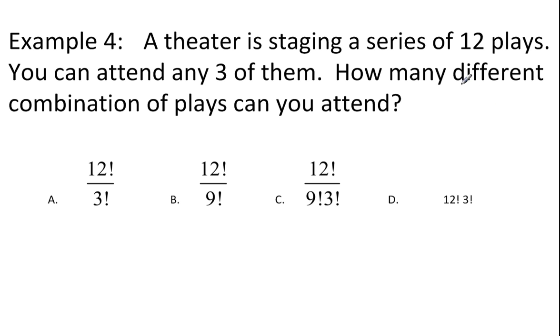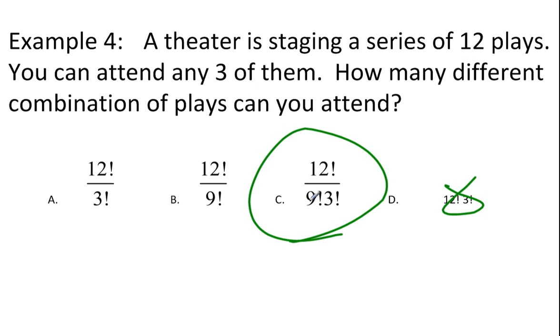Alright, so now we're at a theater. We got 12 plays. We need to see 3 of them. Doesn't really matter what order we're going in. We know our 12 is going to be on top. 12 minus 3 makes 9. So that's why we got this one here. That's our 12 minus 3 part, and our 3 there.